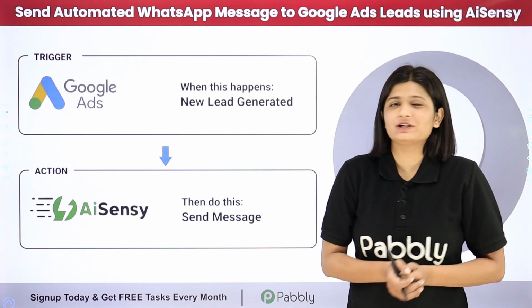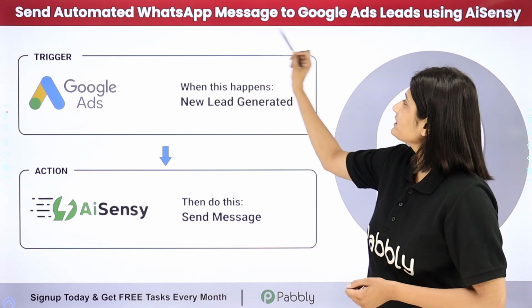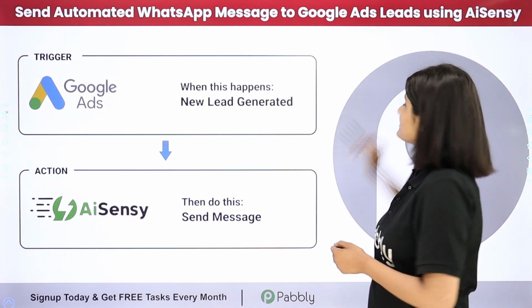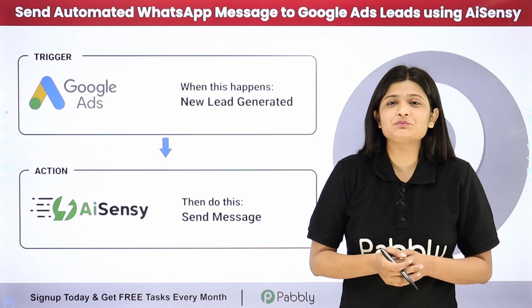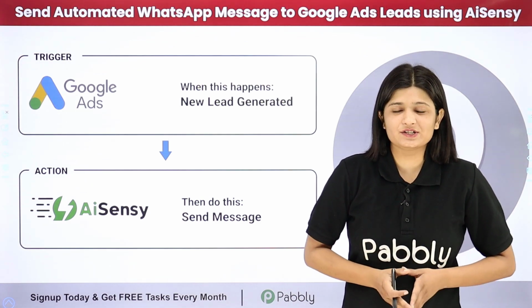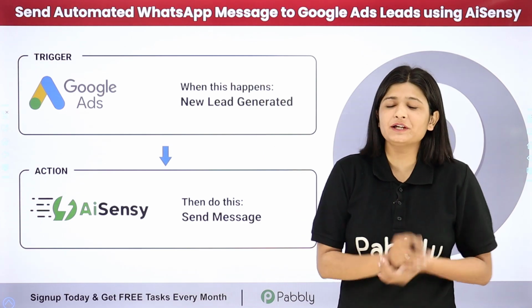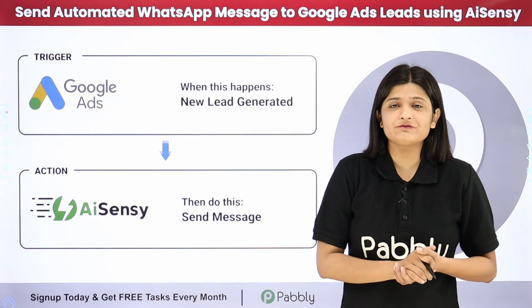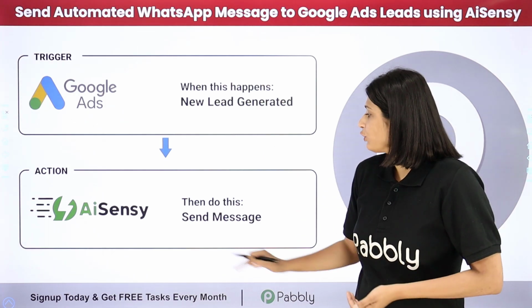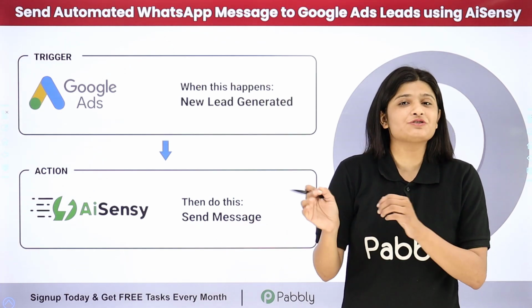In this video, we are going to learn how to send automated WhatsApp message to Google Ads leads using AiSensy. So let's suppose I am running a digital marketing agency and I am collecting all my leads with the help of an ad that I am running on my Google Ads. Now I want that whenever I receive a new lead, an automated WhatsApp message should be sent to that lead.